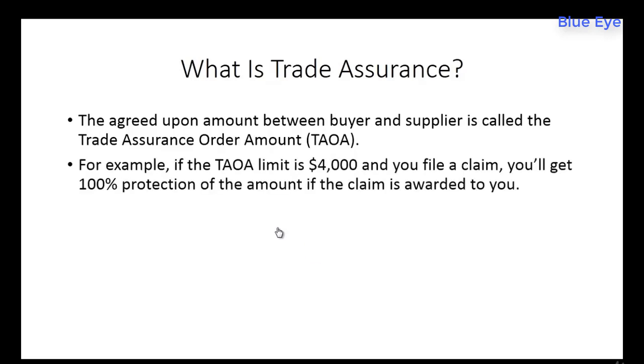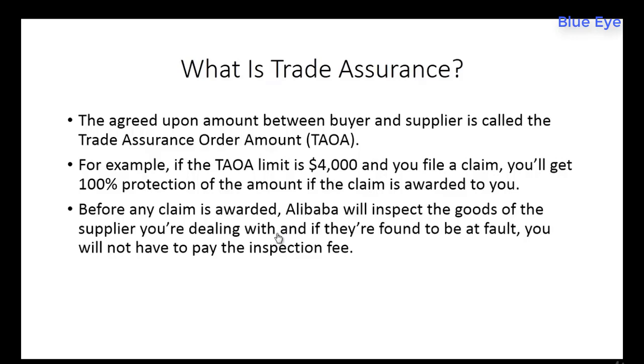Now, for example, if your TAOA limit is $4,000 and you file a claim, you'll get 100% protection of that amount, $4,000, if indeed the claim that you place is awarded to you. Now, there is the matter of an inspection fee. Before any claim is awarded, Alibaba will inspect the goods of the supplier that you're dealing with. And if they're found to be at fault, you will not have to pay the inspection fee. Now, the other thing is that Trade Assurance covers 3 basic areas in terms of your protection.